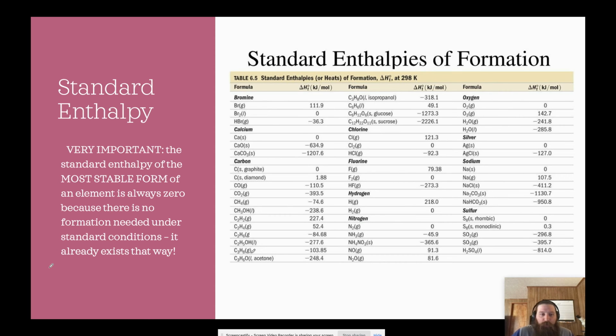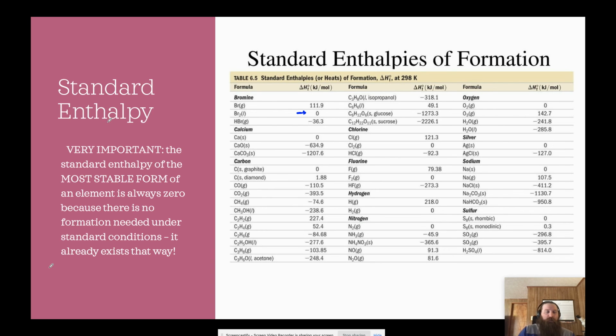Here's another standard enthalpy of formation table. Now, notice on here, there are some zeros. If you have the most stable form of an element, the enthalpy of formation is going to be zero. There is no formation to occur because it already exists in that state. I hope that makes sense.